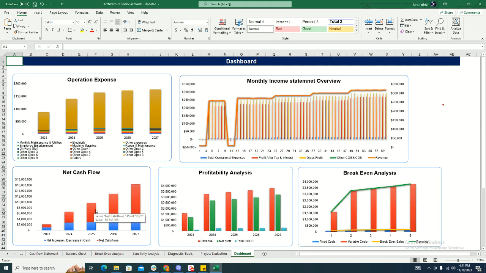Then comes the dashboard. This sheet basically gives you all the information in graphical context, which can be used by the financial analyst to provide detailed and quick information.